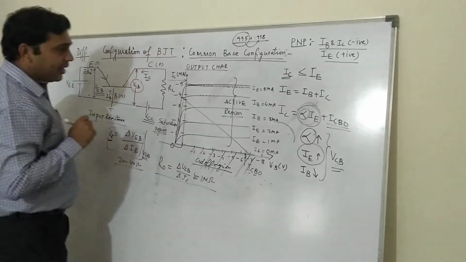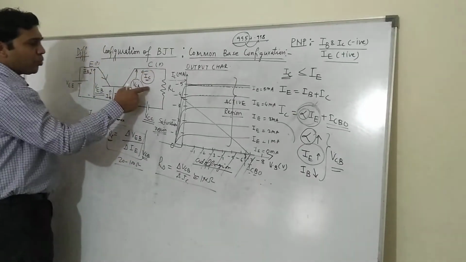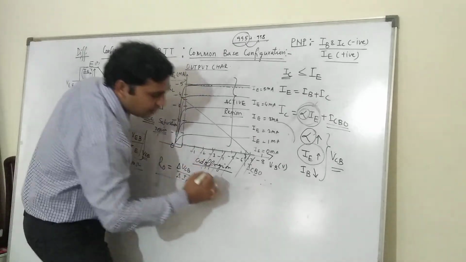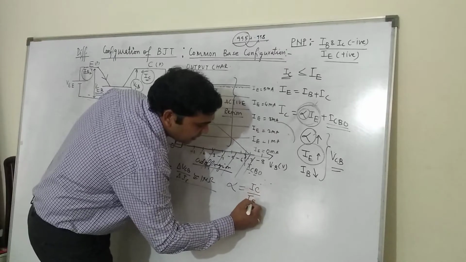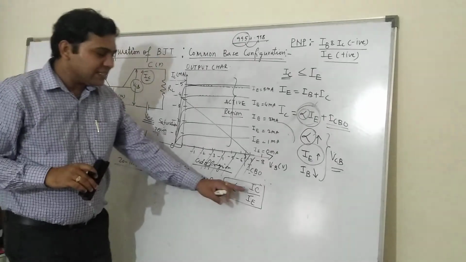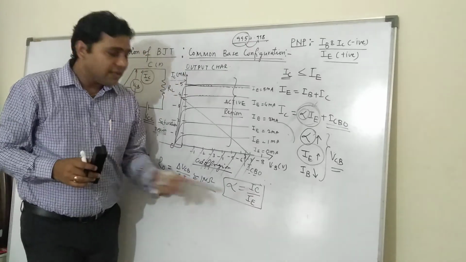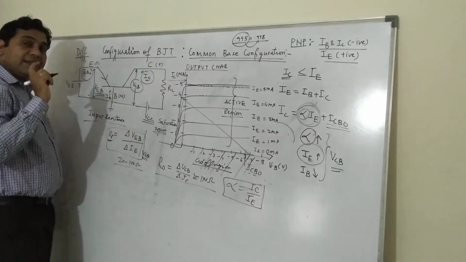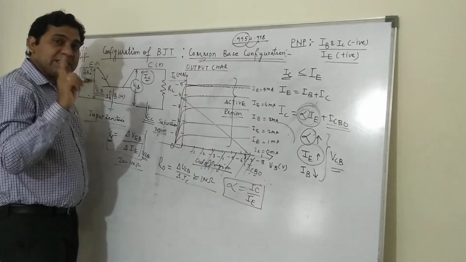Now what is the current gain? How can we define the current gain? The current gain is the ratio of output current to the input current, so IC and IE. The ratio we define with alpha. Alpha is equal to IC over IE. This is the current gain in the common base configuration. Since IC is just less than IE, alpha is less than 1. So the common base configuration always has a current gain which is less than 1.